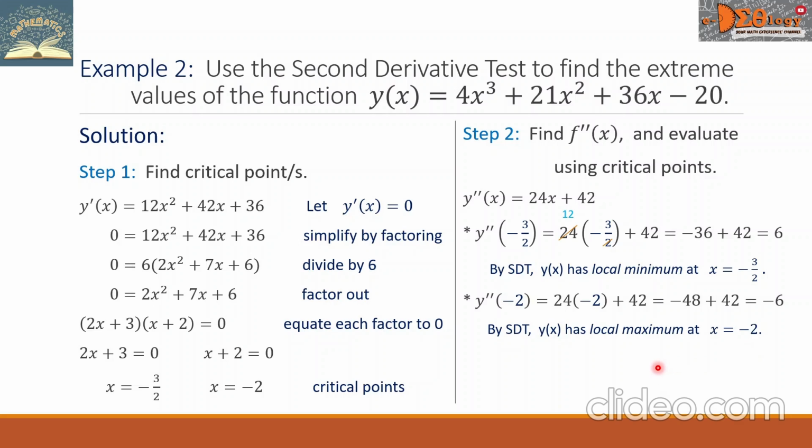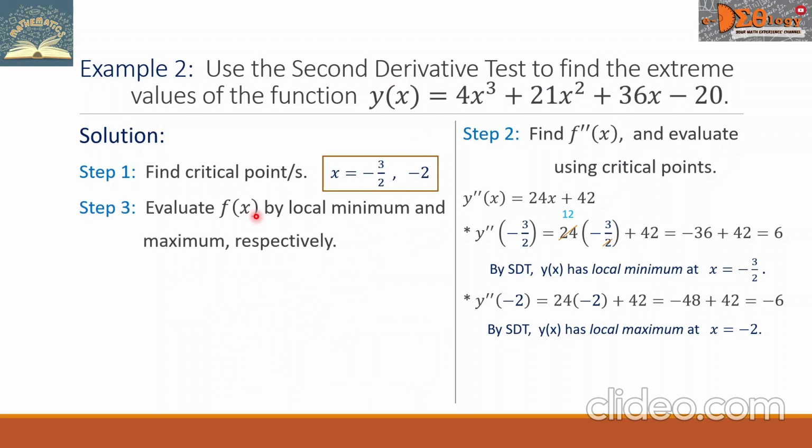Then we will go to step 3. I need to erase this part. I am going to copy the values of critical points here. Step 3 is to evaluate the function at the local minimum and maximum respectively. Let's begin with the minimum value. In our step 2, we say that the function has a local minimum at the point x equals -3/2. So we're going to use this value to get the minimum value here.